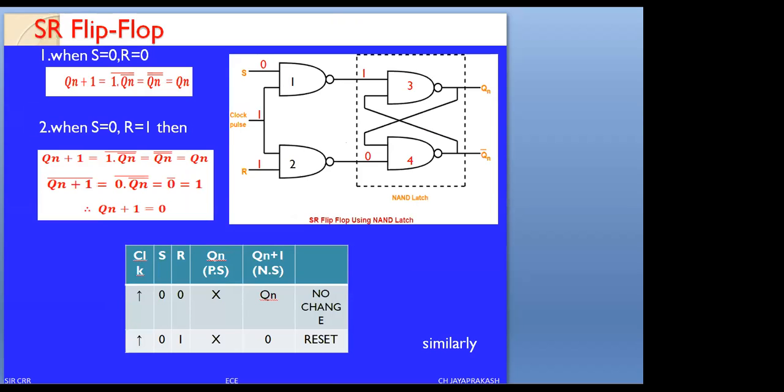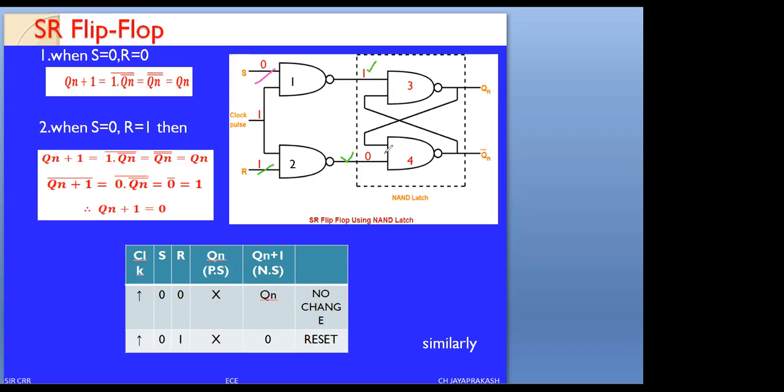You can verify here. S is 0 and R equals 1. Therefore, for NAND gate 1 and NAND gate 2, since for NAND gate 1 one input is 0, the output equals 1. For the second NAND gate, both the inputs are 1. Therefore, NAND gate 2 output is 0.